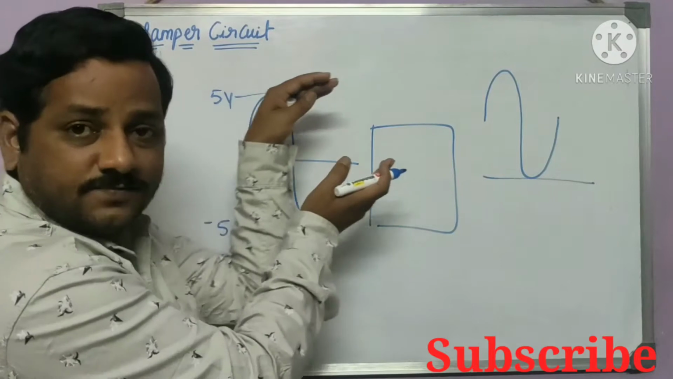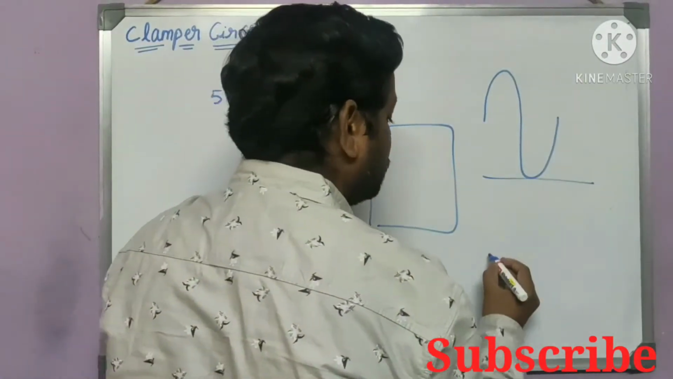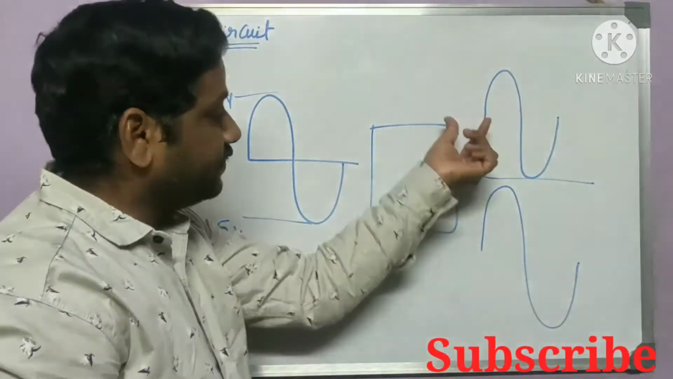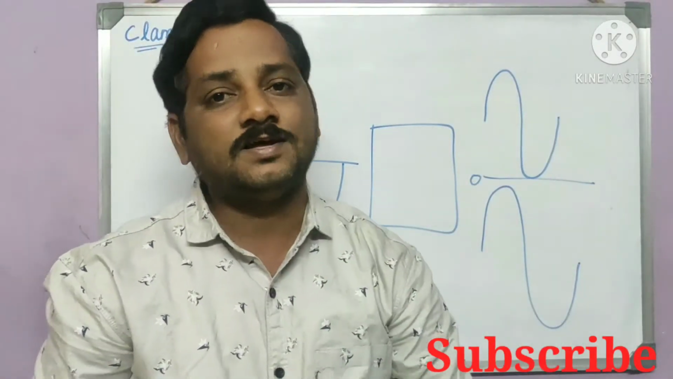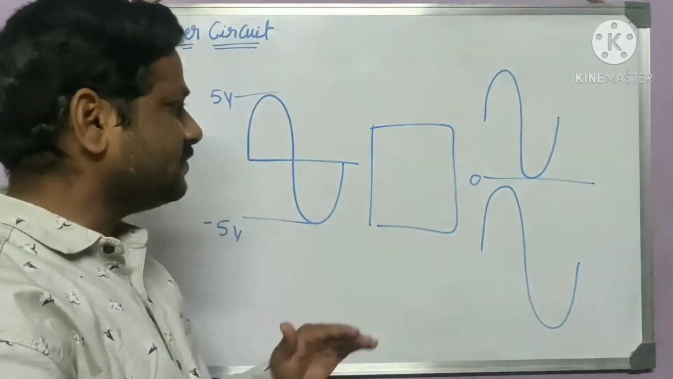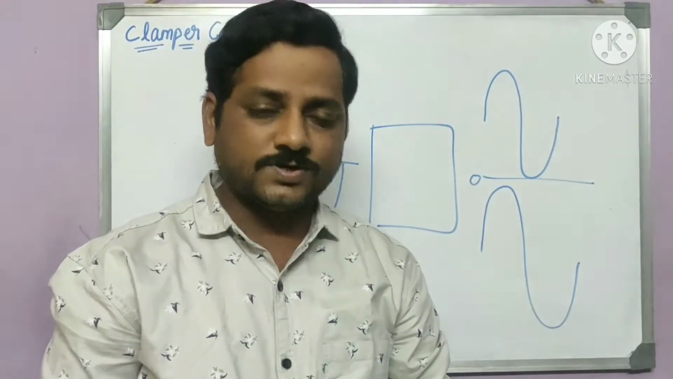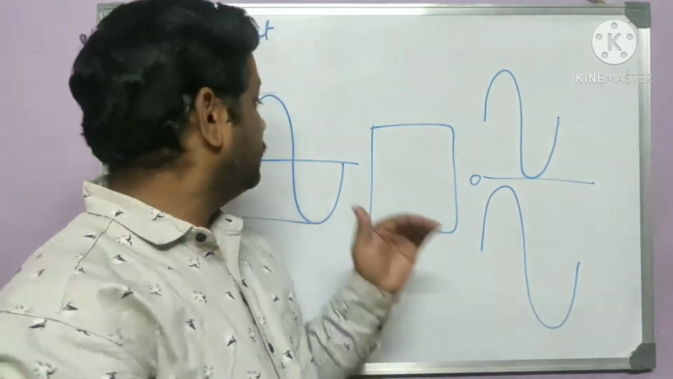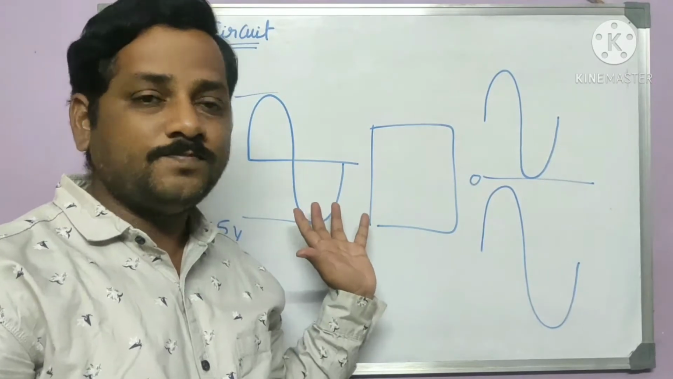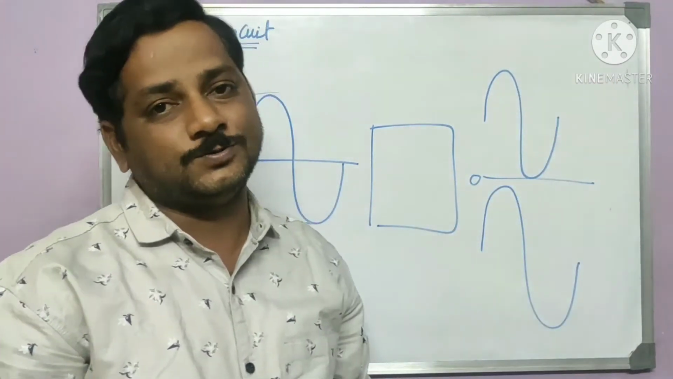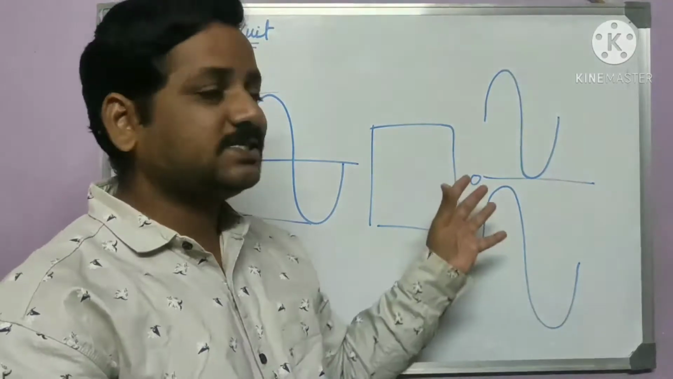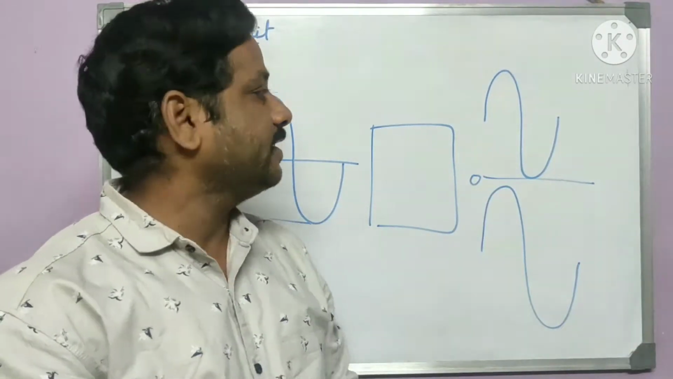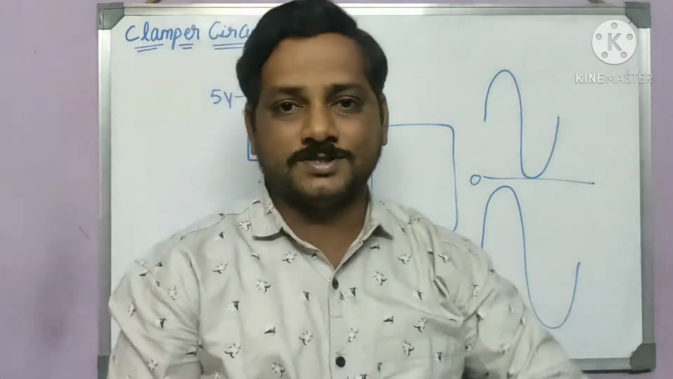If the same signal is shifted towards the negative side, even this is possible. You can do it like this, below the 0. If we shift towards the negative side, then we name it a negative clamper. Now we can define this circuit: a clamper circuit is going to shift the input waveform towards the positive or the negative portion. So it is just providing a DC component in the output signal.